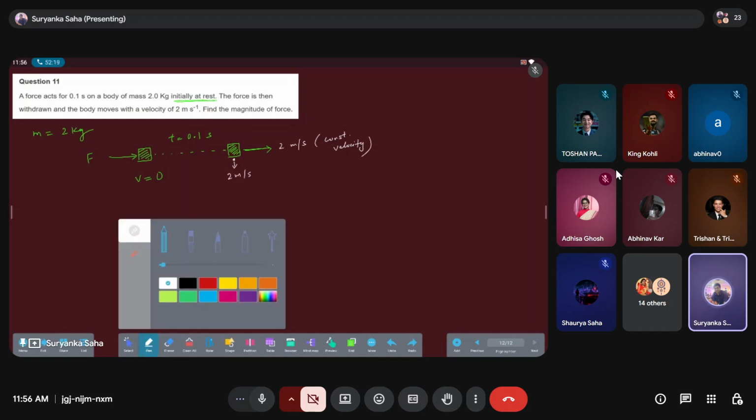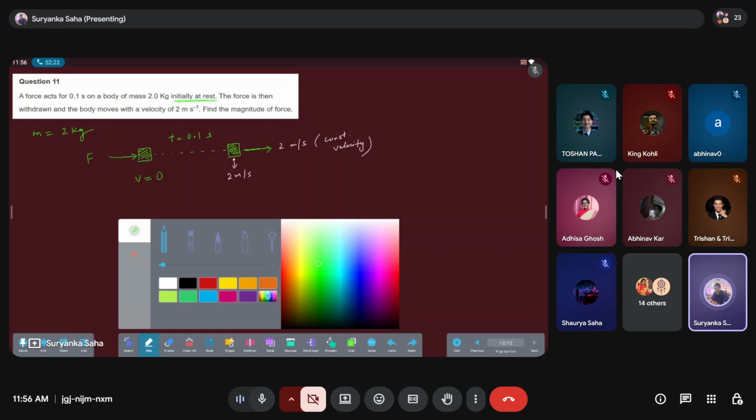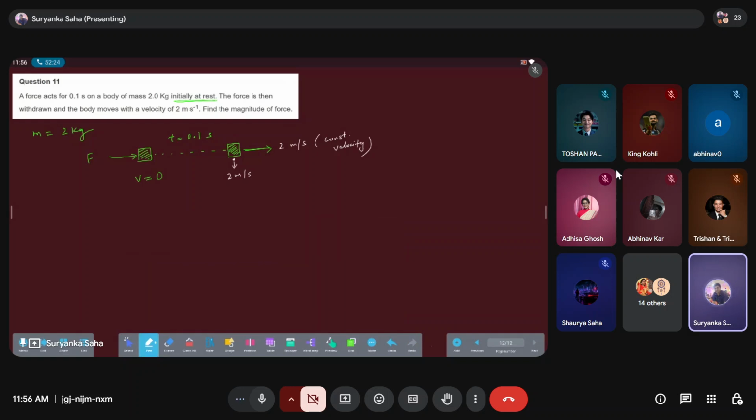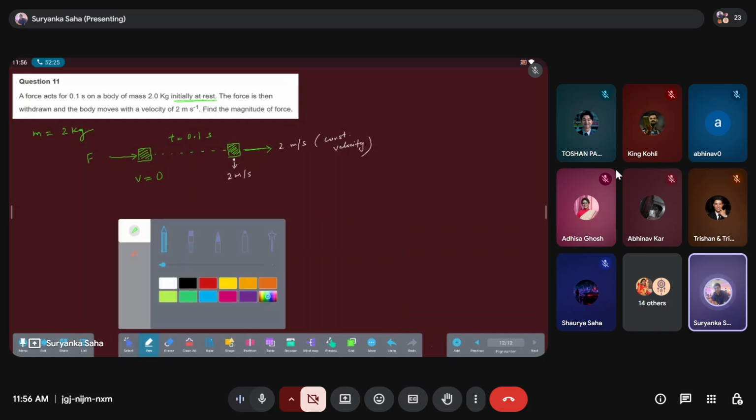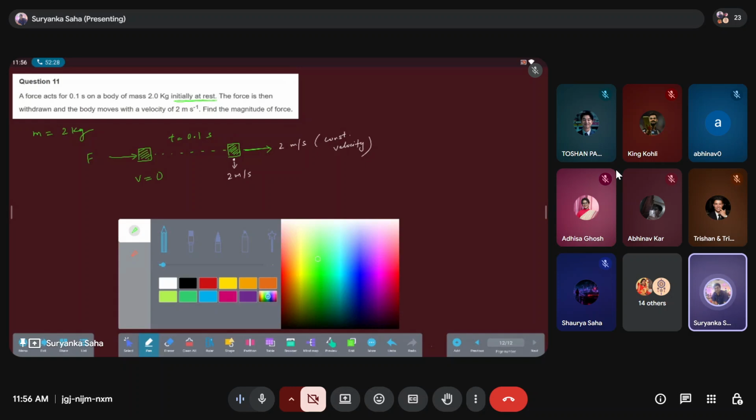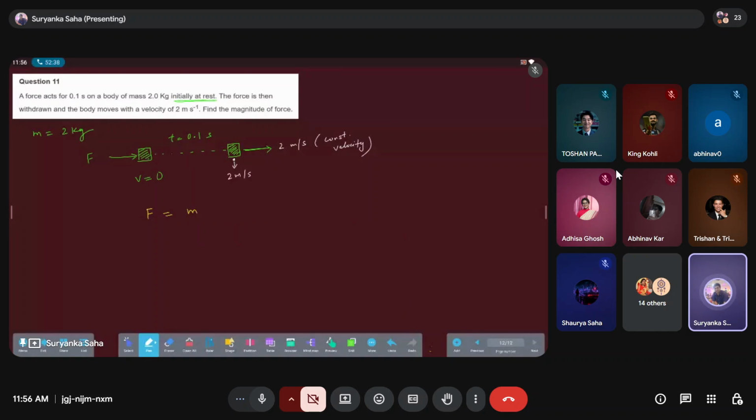So force is mass into acceleration, or you can say rate of change of momentum. That is also force, isn't it? You know velocity, you know time, so you can do delta v by t. That is basically nothing but ma. So let me find the force from Newton's second law. F equal to delta p by t, so it is m delta v by t. What is the value of delta v? 2 minus 0, and t is 0.1.